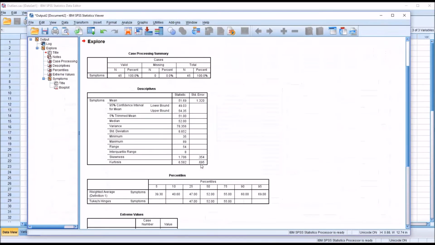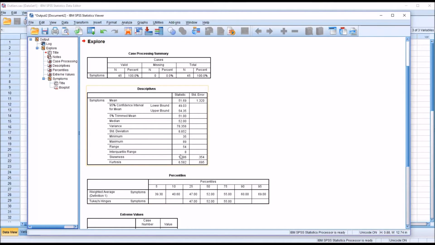I'll click OK, and starting at the top here with the case processing summary, we can see we had 45 observations in this variable symptoms and no missing values. In descriptives, we have a lot of information provided: the mean, the median, the standard deviation. But of interest here is going to be the interquartile range. This is also referred to as the IQR, interquartile range. And notice the value here is 8.